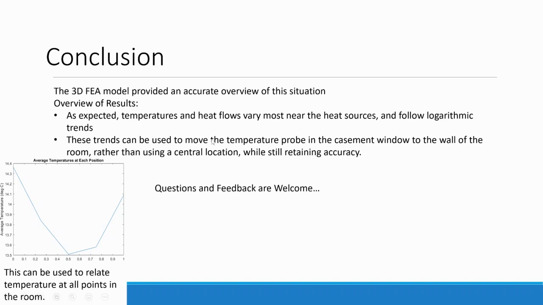These trends can be used to move the temperature probe in the casement window to the wall of a room rather than using a central location where it is to be measured while still retaining accuracy by looking at this graph, which shows basically there will be a delay between the increase in the center of the room and the increase at the front wall or the back wall, which can be accounted for.